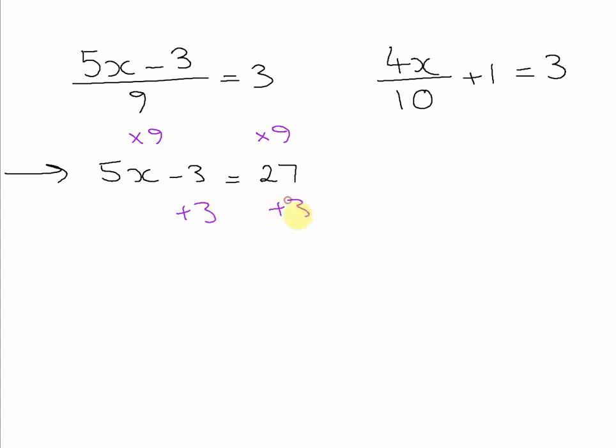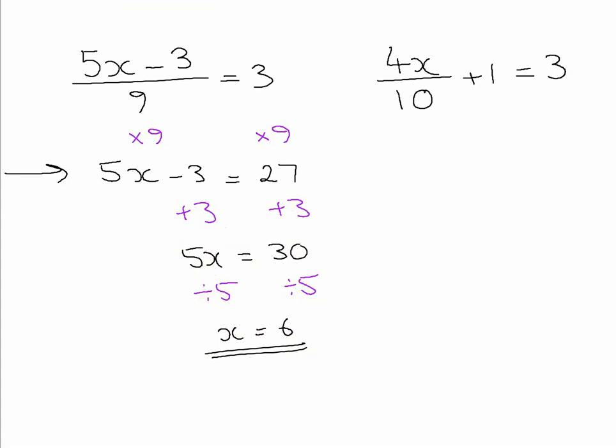I'm going to talk less for this bit now. Equals, 5x is equal to 30. Divide by 5 to both sides. X equals 6.